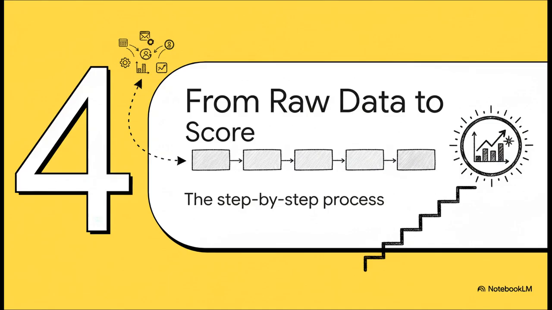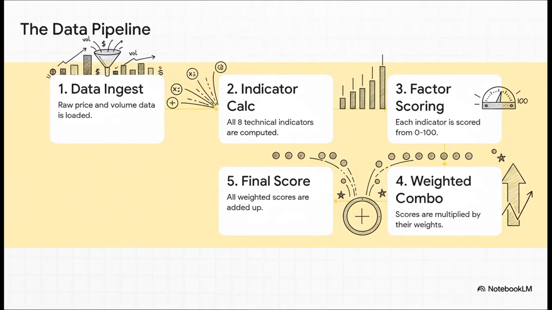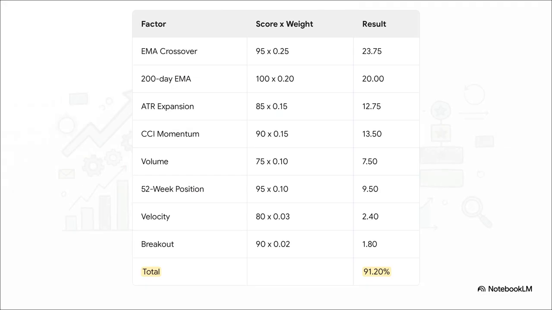It's a very logical, step-by-step assembly line that takes us from raw market data all the way to that final score. So think of it like this. First, the raw data gets loaded in. Then the system does all the math, calculating those 8 indicators. After that, each of those results gets turned into that 0 to 100 score we were just talking about. And finally, those scores are multiplied by their own special weights, and then they're all added up for the grand total. And here it is.